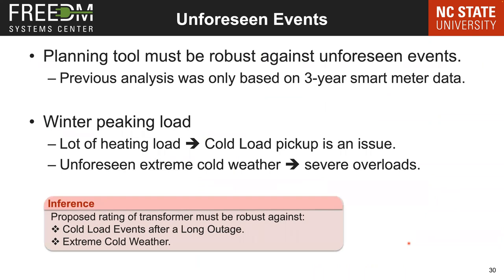Since you can understand that this is a planning-based problem, you have to make sure this is robust enough considering unforeseen events. From a winter peaking load perspective, these unforeseen events can be like, when there is a lot of heating load, you can have cold load pickup issues after a brief fault. You can also have unforeseen extreme weather events. There are a lot of winter storms happening in Texas recently. So you're starting to see cold weather that you have never seen before. And you have to consider that for the overloads caused during those intervals, your transformer rating can sufficiently handle those overloads.